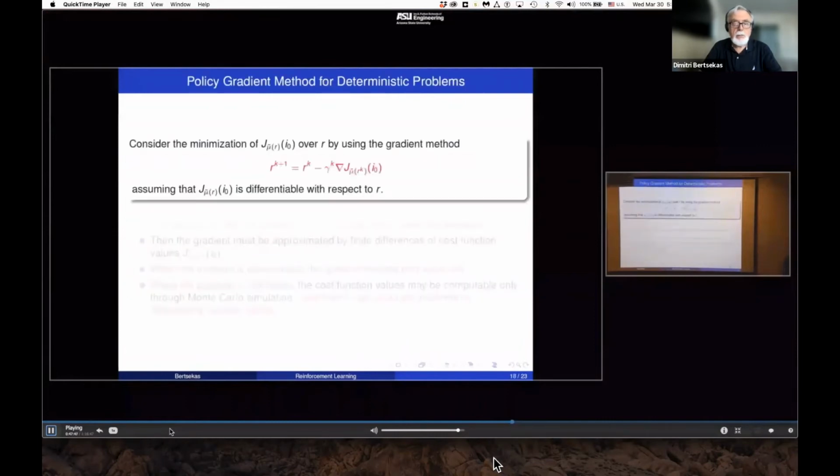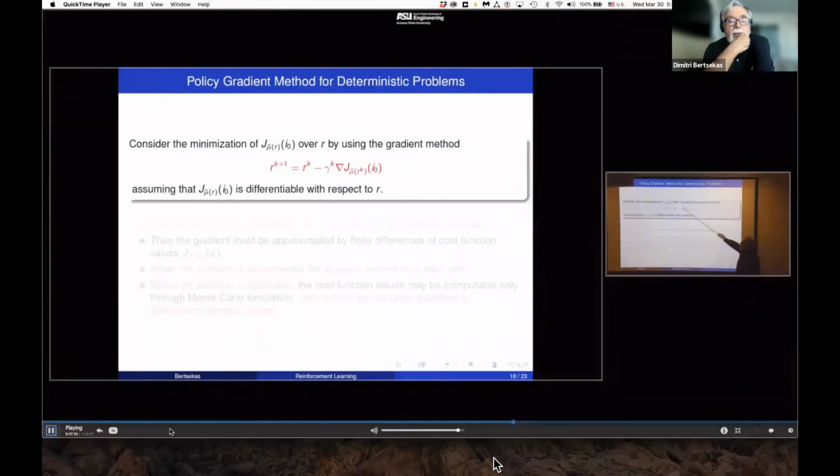Here, instead of using some kind of a randomized gradient, we look at the real gradient. In particular, remember that we parameterize policies with parameter vector R. We consider the cost of the policy for a given initial condition. Let's focus on a fixed initial condition for the moment, and we apply the gradient method. Here gamma_k is a step size. This is the gradient of this function of R. We take the gradient with respect to R of this function, and we have to assume that this function is differentiable with respect to R, so that the gradient exists.